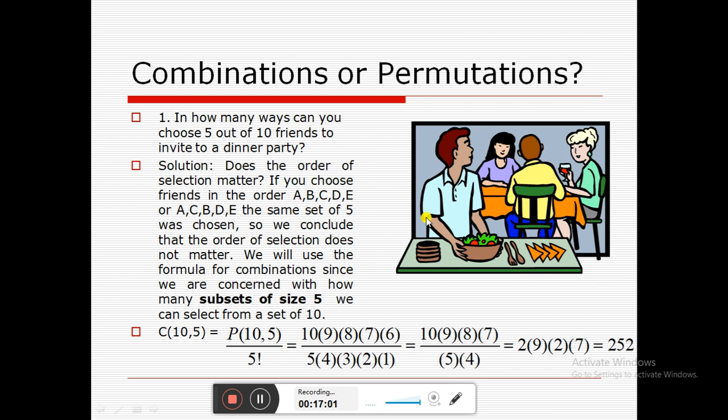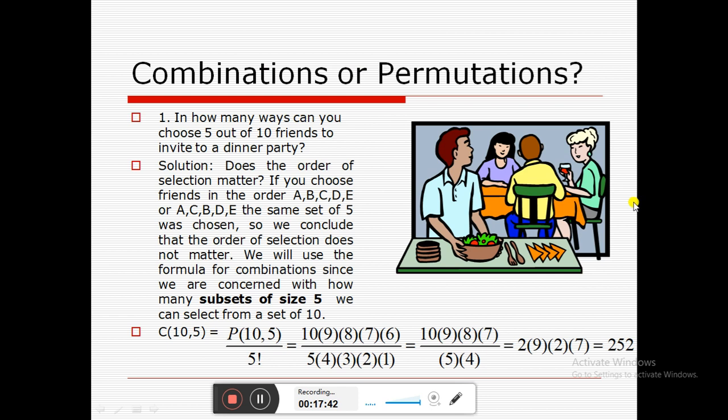We will use the formula for combinations here because the order of selection does not matter. Out of 10 we are supposed to select 5 for a dinner party. So that is permutation of 10 comma 5 divided by 5 factorial, which is called combination. So the answer is 252 ways. We can invite 5 out of 10 friends to a dinner party in 252 different ways.